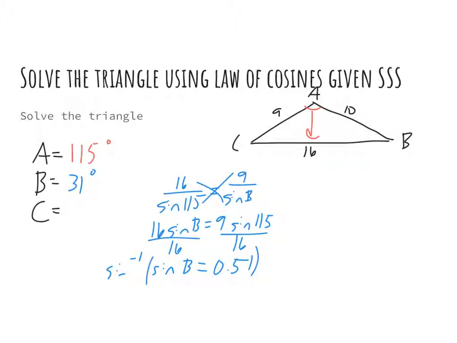Then to find C, I add up the other two angles and subtract it from 180, so I'm going to take 180 minus 146. That's going to get me a C angle of 34 degrees. So A is 115, B is 31, and C is 34. Again, law of sines is an option. After the first one, you can always go back to law of cosines and get all of them. Law of sines just takes a little less room and a little quicker to work with.